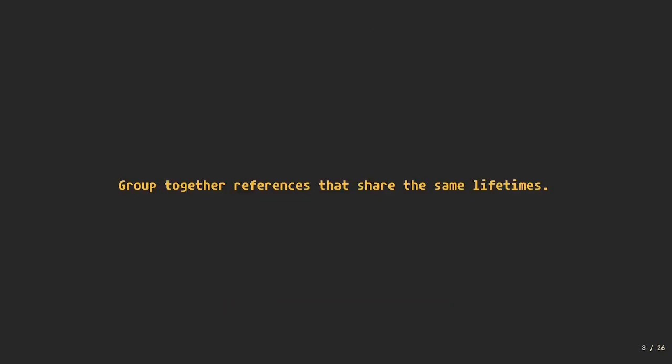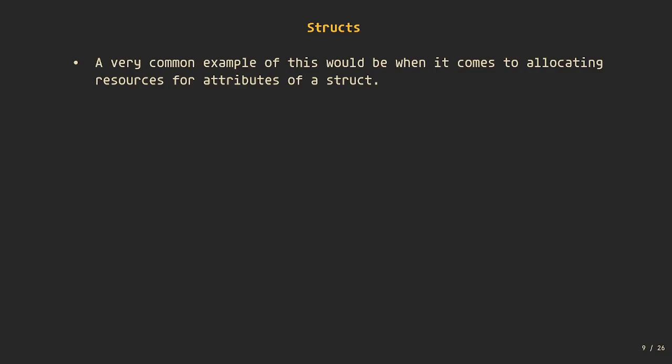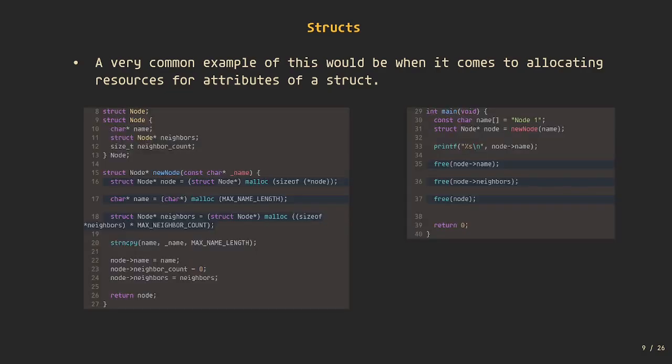So more on this idea presented earlier on lifetimes, that is, we group together references that share the same lifetimes. A good example of this would be structs. If we were to declare resources inside structs, we would need to be allocating them together and we should be freeing them together, because these resources wouldn't make sense to be around when the struct itself isn't around. Let's look at the C code example. Sorry if the code background is different.